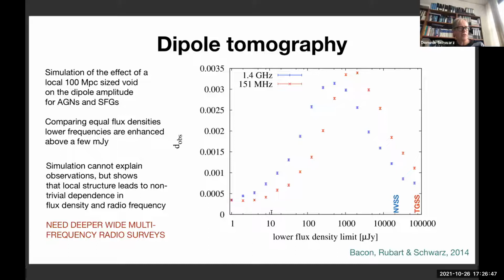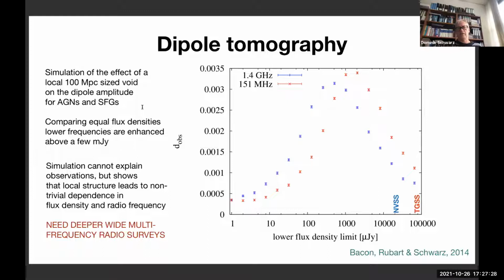So this will give us a chance to do a dipole tomography. We already started to think about what we can do with a tomographic dipole some years back. Here we did it not as a function of redshift, but as a function of flux density limit and frequency. In this simulation, we assumed an isotropic universe and cut out a 100 megaparsec sized void. We just wanted to study what the effect of that void is if we assume that there is really a mix of populations of AGNs and star-forming galaxies.